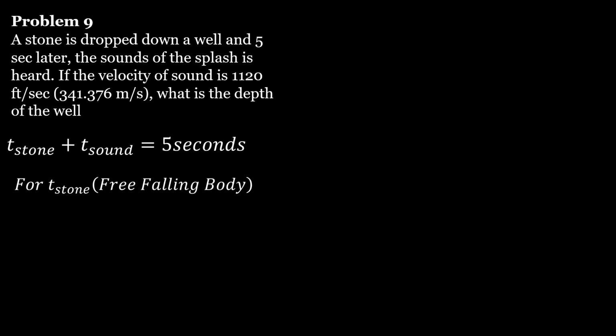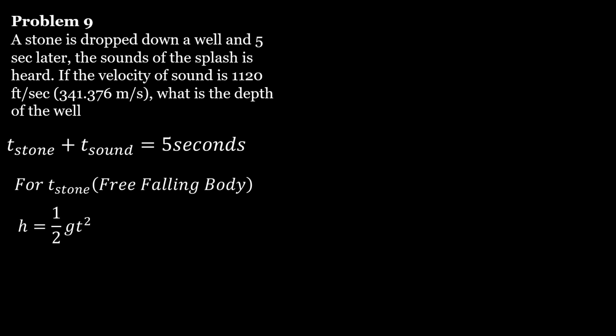For the time the stone travels under free fall, we have to use the second kinematic equation, which is h equals 1/2 gt squared. But since we are calculating for the time the stone travels, t is equal to the square root of 2h over g, derived from the second kinematic equation.